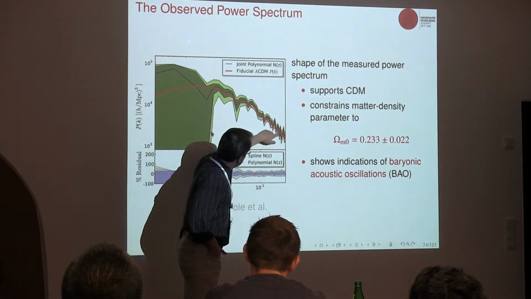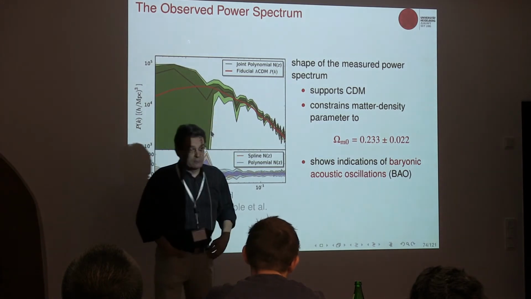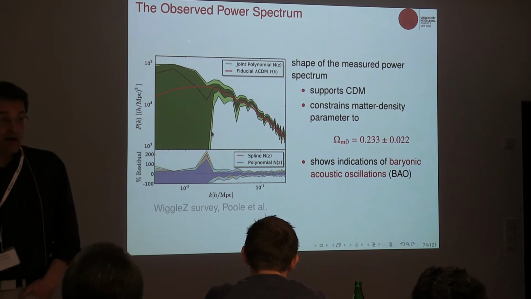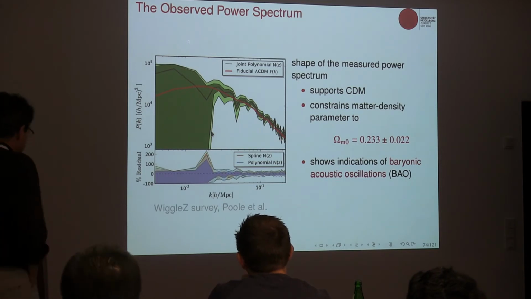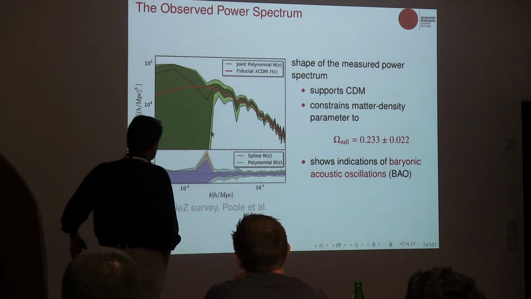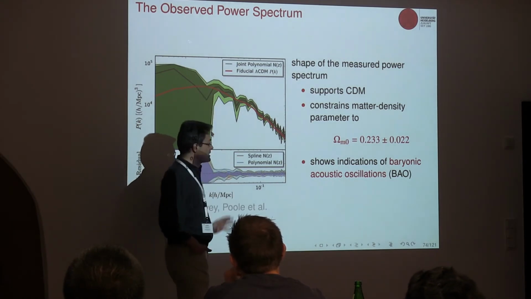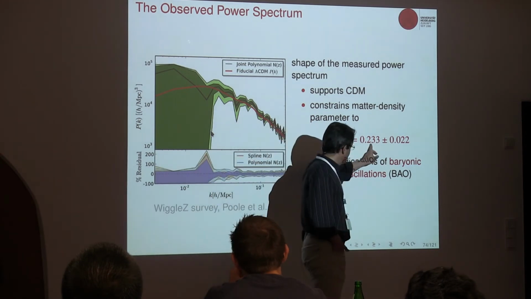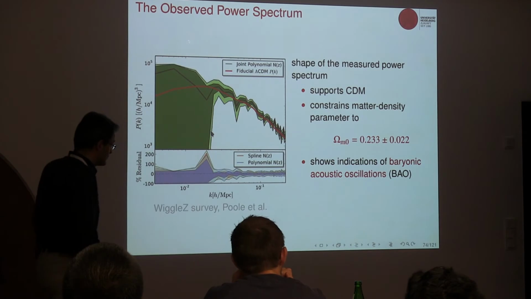There's not much we can do about this. However, you see the onset of a turnover. So this means that the largest galaxy surveys we now have are approaching the peak scale in the power spectrum. And then from fitting a power spectrum to that, you can already estimate where the maximum would be, with some inaccuracy. All right. Gives you a density parameter in the dark matter of 0.233.